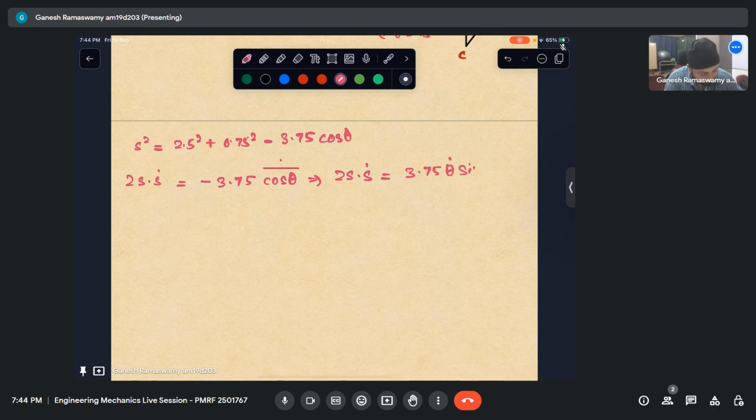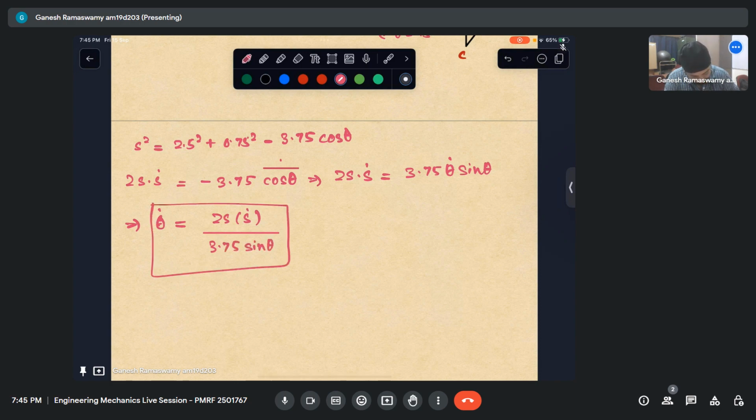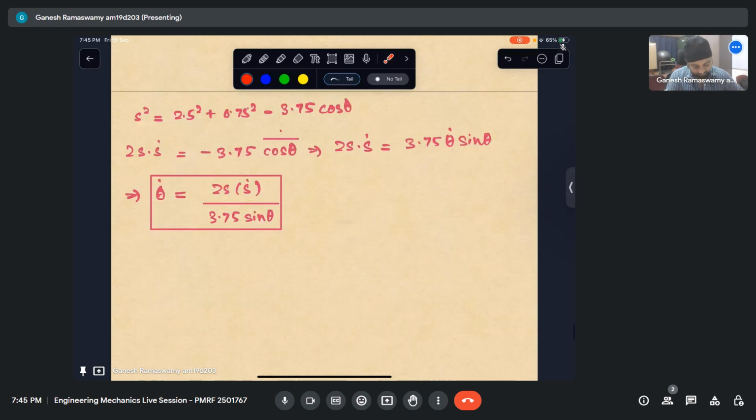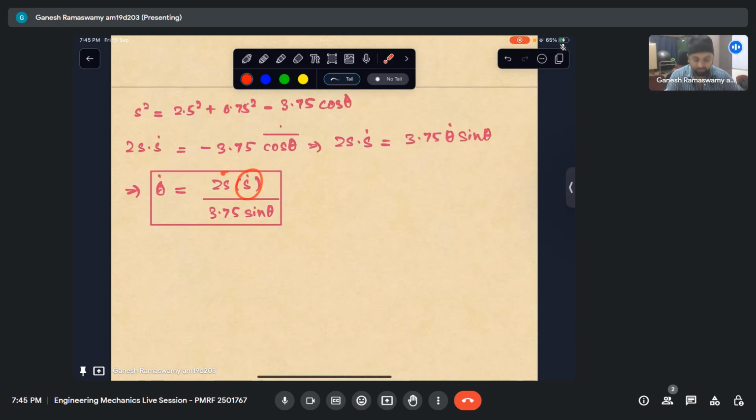So from here, if I solve for theta dot, I get 2s into s dot by 3.75 sine theta. So this is the relation which gives me the angular velocity of the window as a function of s and s dot. So I can see that it is dependent not only on s dot but also on s at some given instant, because it is having a varying relation.